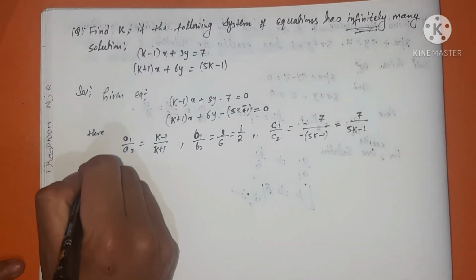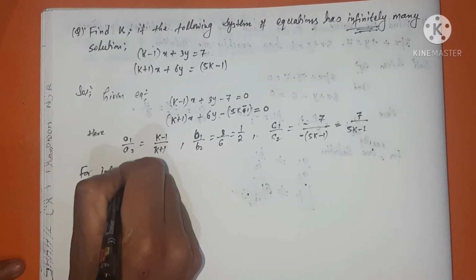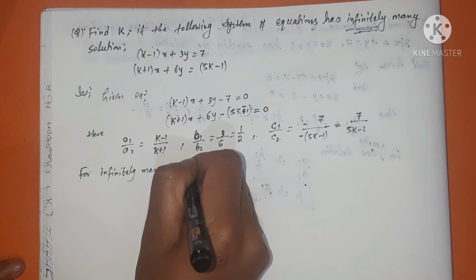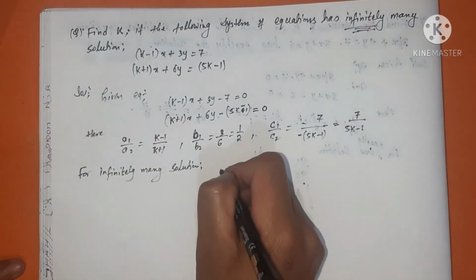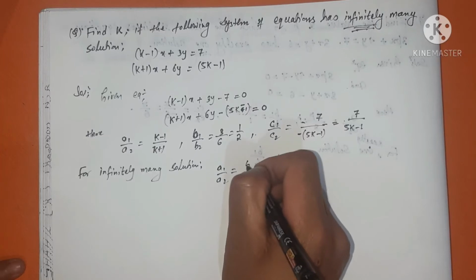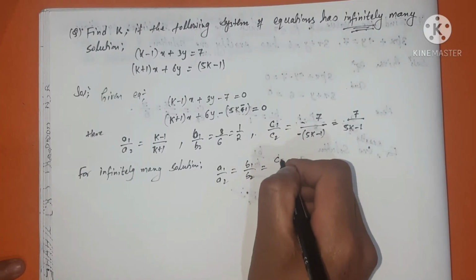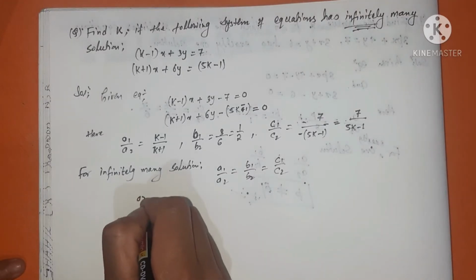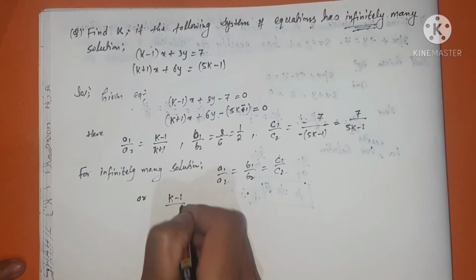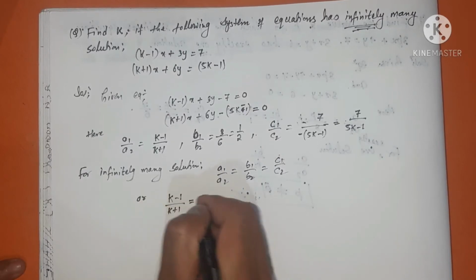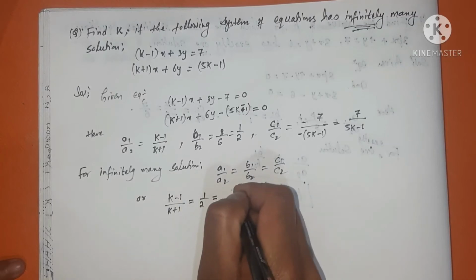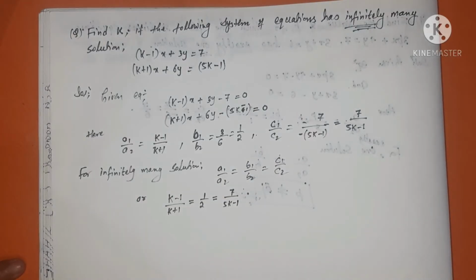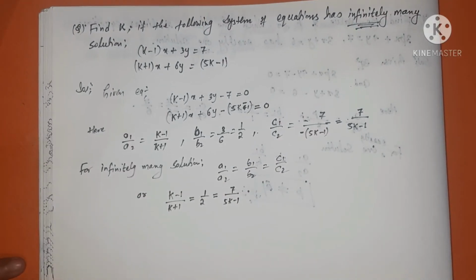Now for infinitely many solutions, what is the condition? a1 by a2 is equal to b1 by b2 is equal to c1 by c2. All the ratios must be equal. So here, you can write k minus 1 by k plus 1 is equal to 1 by 2, and that must be equal to 7 by 5k minus 1. Isn't it? All these three ratios must be equal.